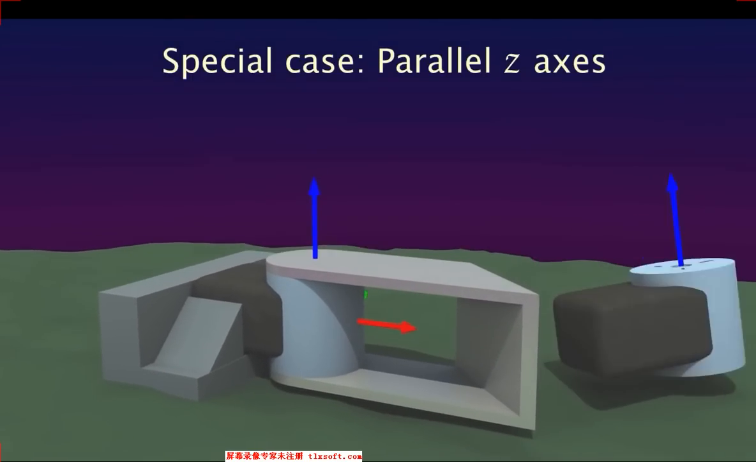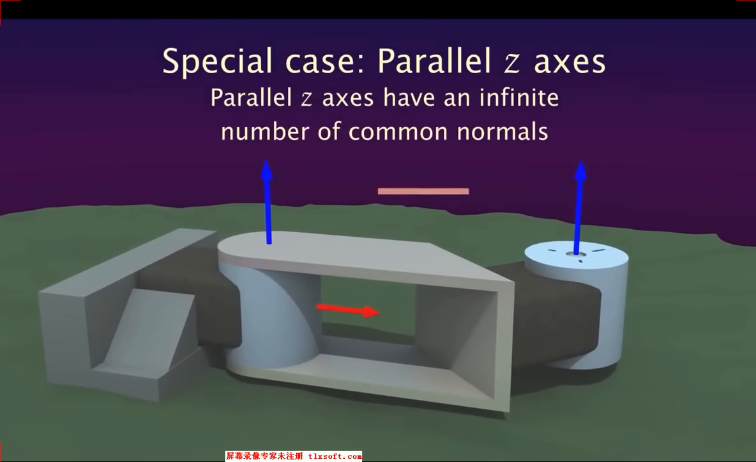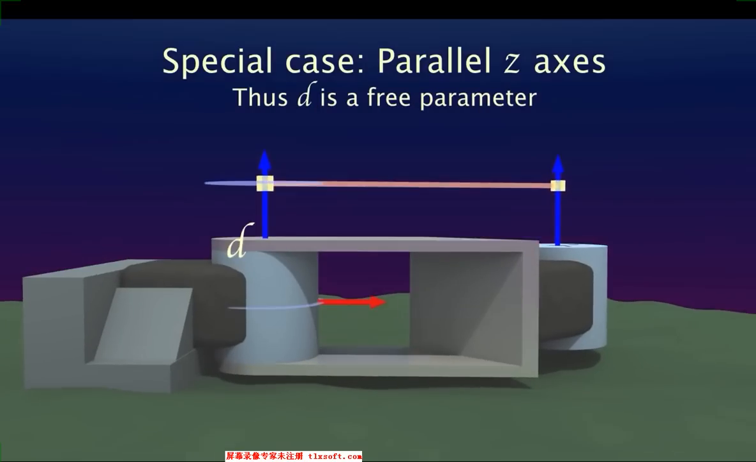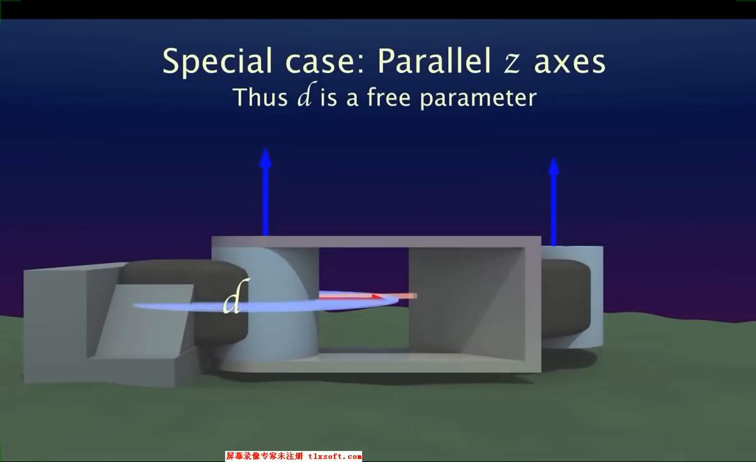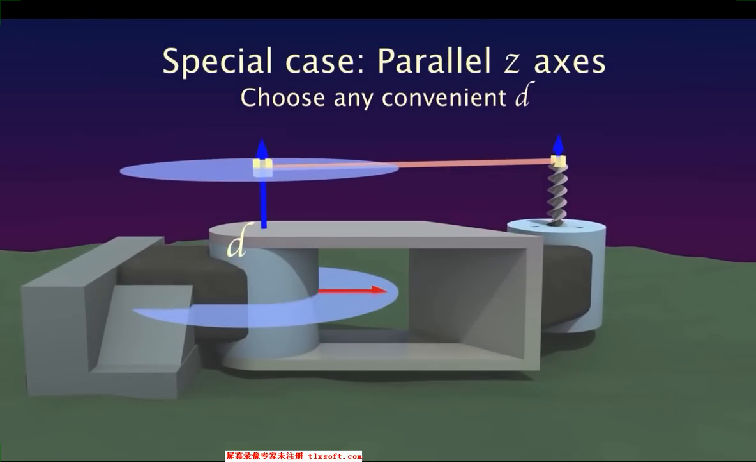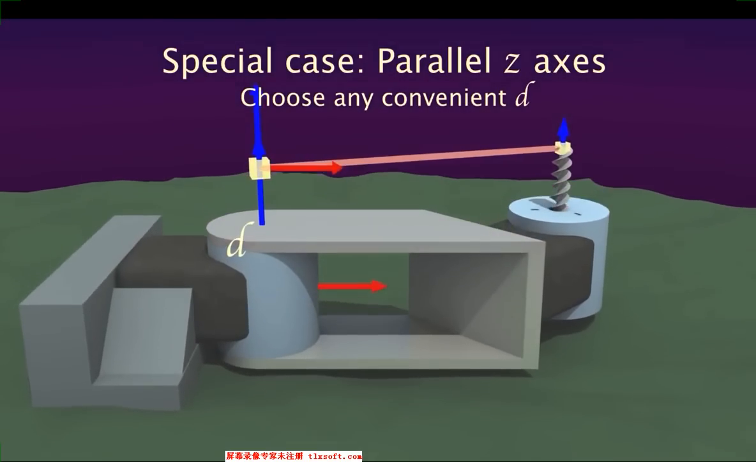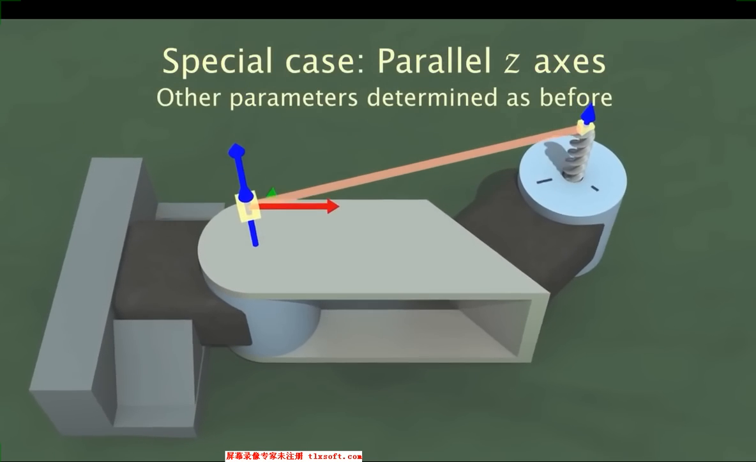Now there's one special case when the z-axes are parallel. Because parallel lines have an infinite number of common normals, you can choose any d value you like in order to place the new origin at a convenient location, such as the center of a link or the tip of an end effector. So that's when two are parallel. The other parameters are the same as before.